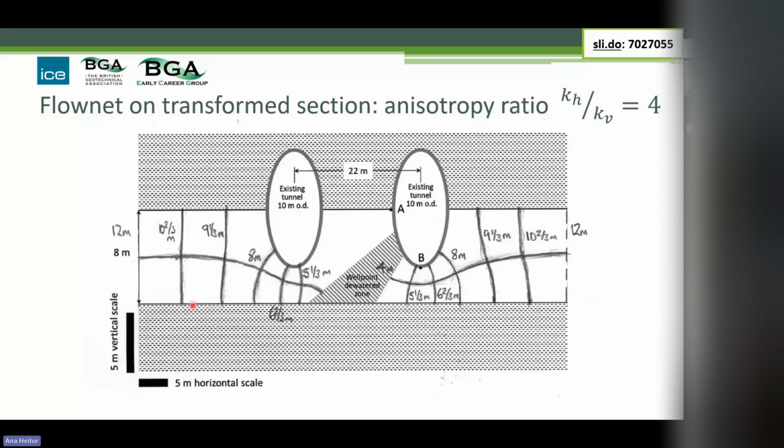Having identified the source and the sink, it's then simply a question of filling in the space with a network of these so-called curvilinear squares. And you calculate the flow rate per meter run of the problem by simply looking at how many flow tubes have I got. I've got 1, 2, 3, 4. How many head drops have I got? I've got 1, 2, 3, 4, 5, 6. So it's 4 over 6 times the overall head drop times the effective permeability. And that gives us the flow rate per meter run.